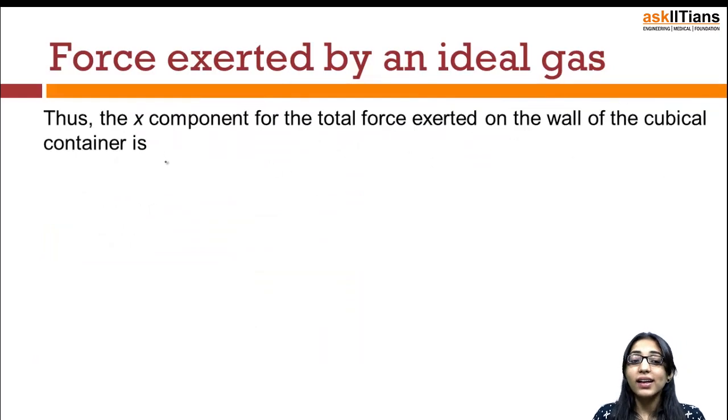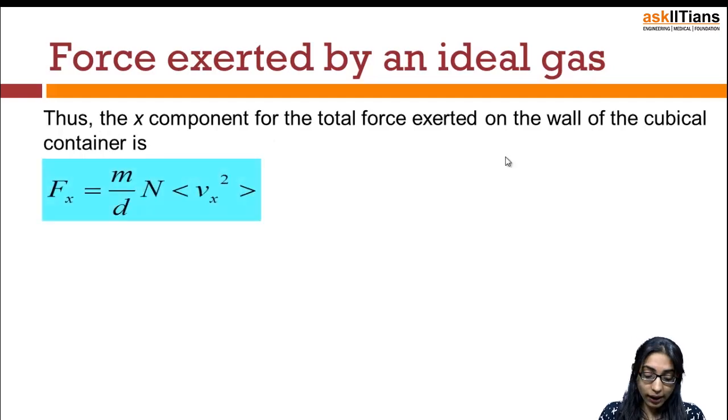So I'll say the x component of the total force exerted on the wall of the cubical container is nothing but, now see, you know the velocity, so you can find out the total force with respect to the x direction which is exerted on the wall of the cubical container. So Fx is m by d into capital N Vx square average. That means I have just substituted the values.